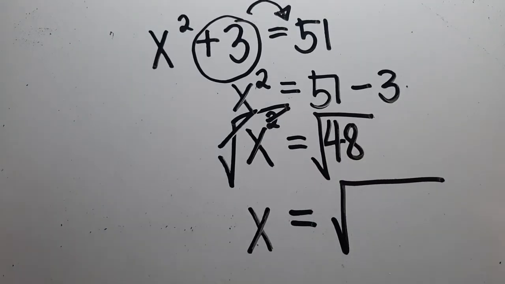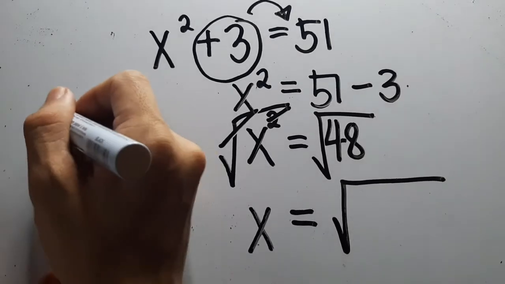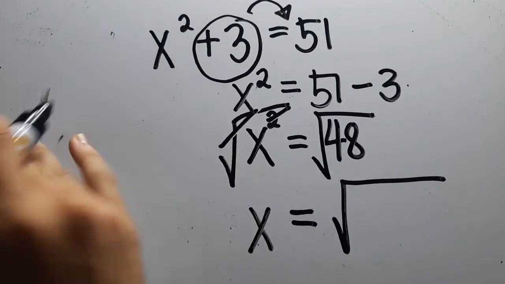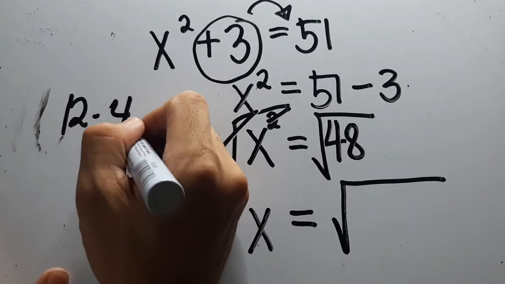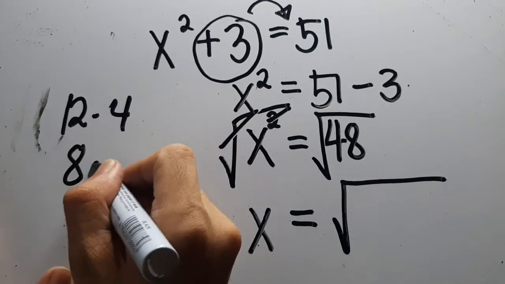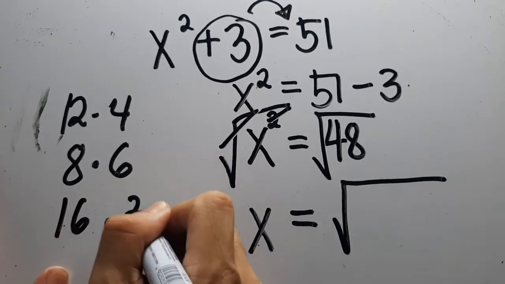Ngayon, dahil si 48 ay walang perfect square root, ang gagawin natin, ifa-factor natin si 48. So we have factors of 48, list down the factors of 48. So we have 12 and 4. We have also 8 and 6. We have also 16 and 3.